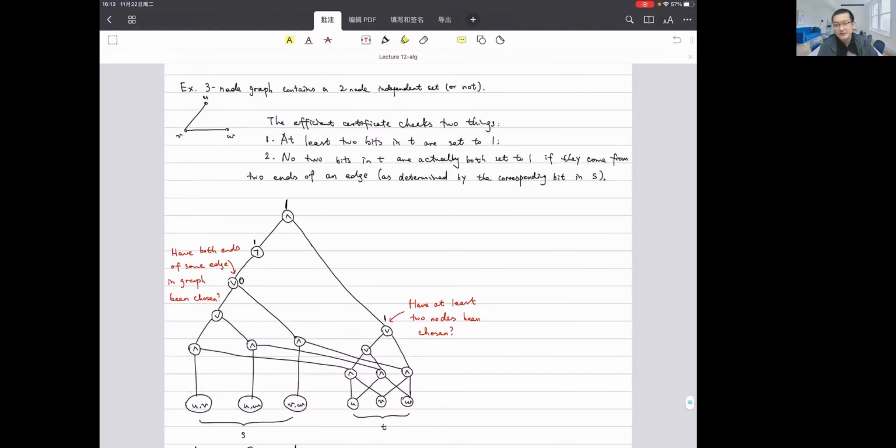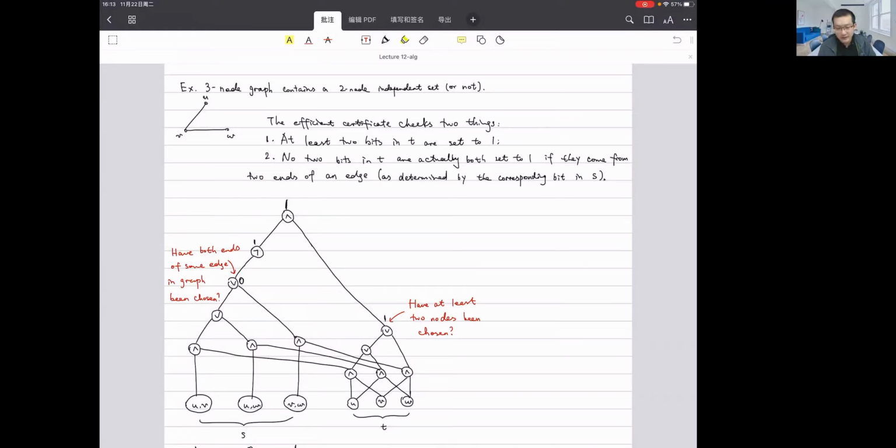In any case, as long as we have an n-node graph, this graph has n choose 2 edges. So we have n choose 2 nodes in the circuit that represent the status of the edges. And there are also n nodes that represent the certificate, whether we choose the vertex or not, because we are talking about a two-node independent set.